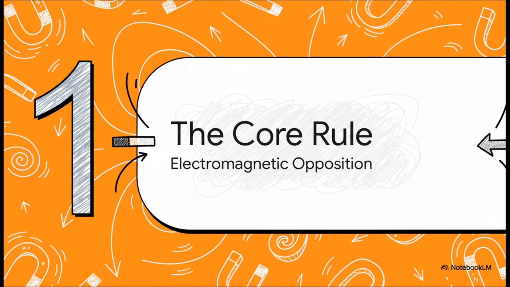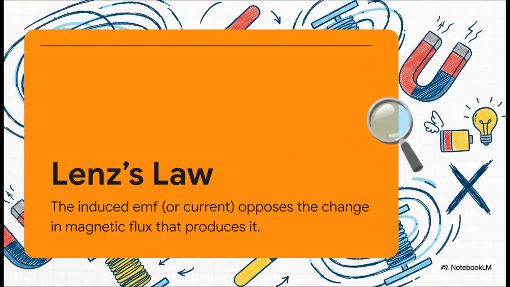Okay, so let's start by unpacking the law behind that slow-falling magnet. What exactly is this force of opposition? Here it is, the official definition. And here's a pro tip for your exams. It is absolutely worth memorizing this word for word. The induced EMF, or current, opposes the change in magnetic flux that produces it. Now that word change, that is the absolute key to everything. We're about to see exactly why.